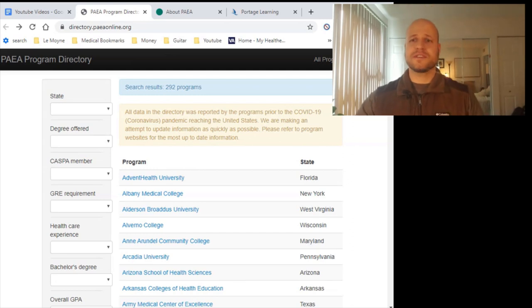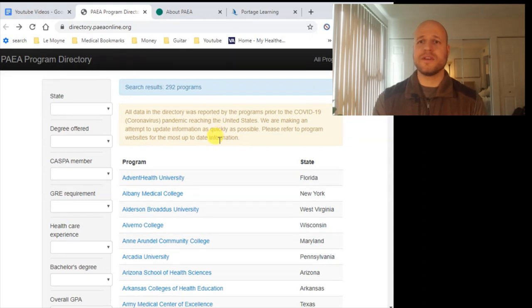So the PAEA does this wonderful thing, and they have a program directory. So like that website just said, every American PA program is registered through the PAEA. So here is a list of all of them. Now, you do have to note that they have this disclaimer. All data in the directory was reported to the programs prior to the COVID-19 pandemic reaching the United States. So some of these programs may have changed some of their requirements. They may have changed some of their prereq requirements. Who knows? Even though this list is comprehensive, it's very important to look on that school's own website and see if any of their requirements have changed, or even better, contact them directly, see if anything is different. But that being said, this is still a very good resource.